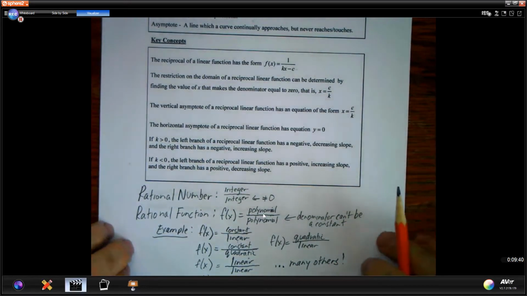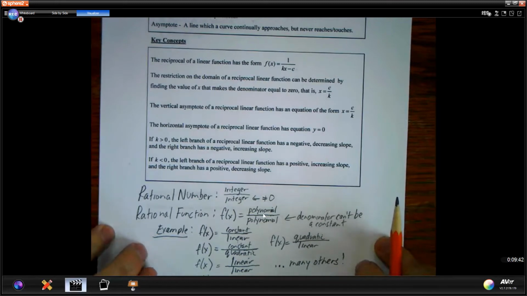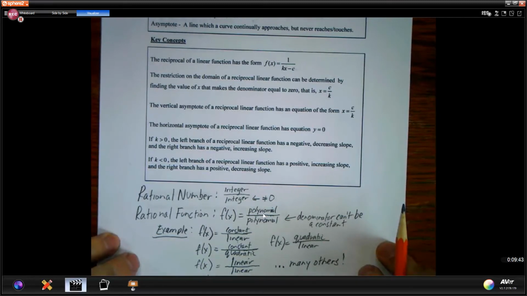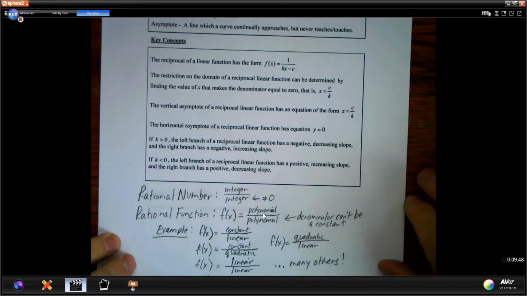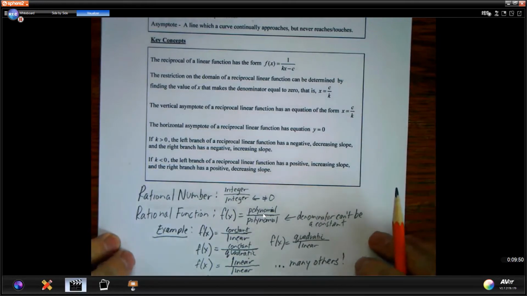So lots of new techniques, lots of new definitions. We'll be sketching, I believe, 3 different graphs using the techniques. Maybe it's 2, we'll see.